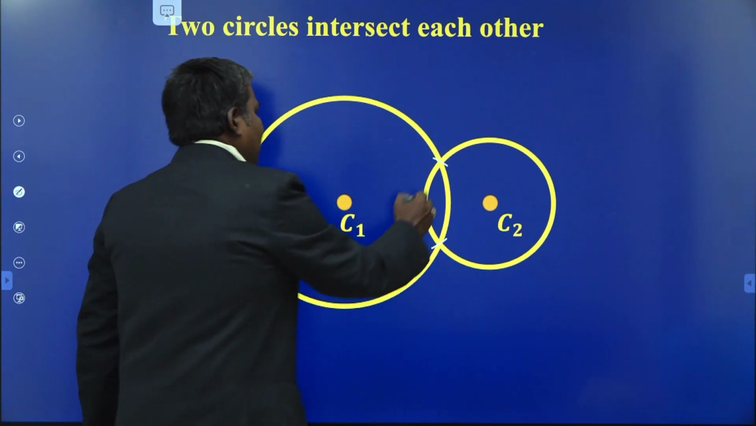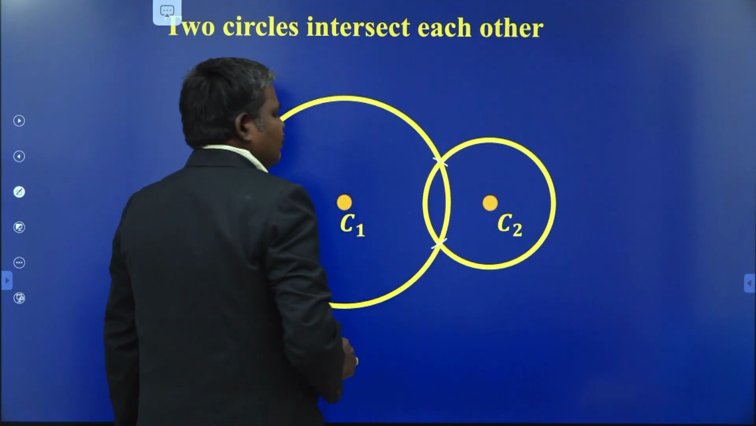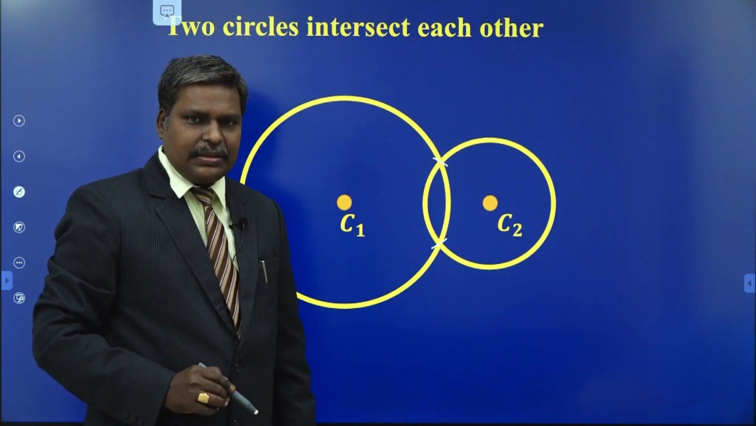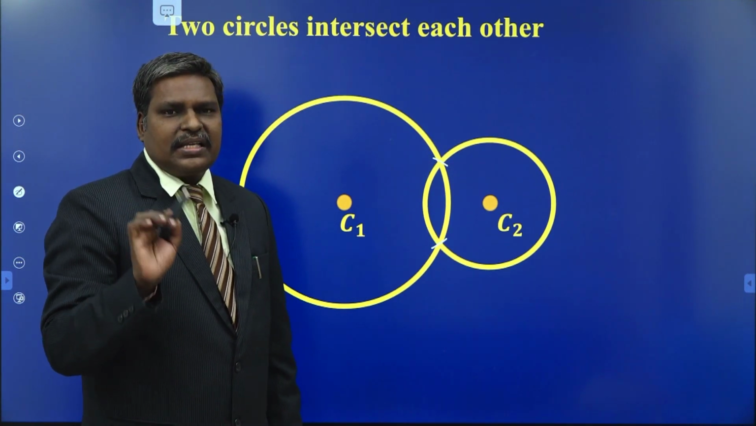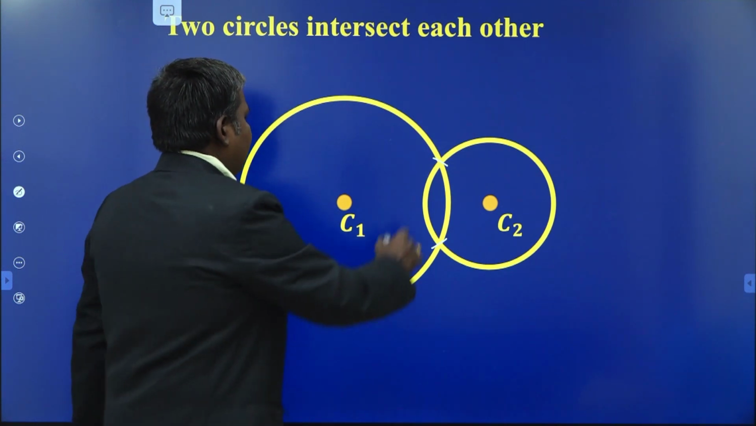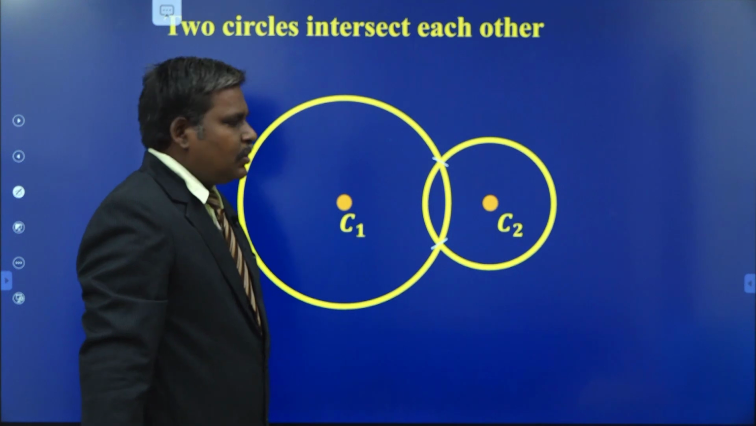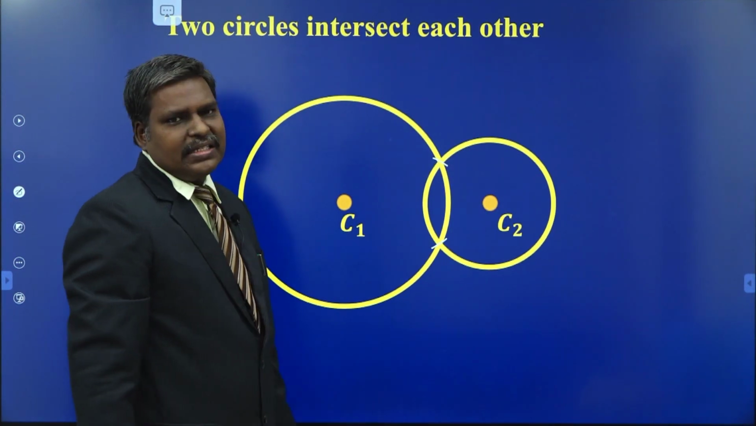Here, if you join these 2 points of intersection, you get a chord that is called the common chord of the two circles, not a common tangent. The tangent touches the circle at only one point. Here it is not possible. If you draw the line in this manner, you can't get the tangent. Now there exist only 2 tangents in this case.